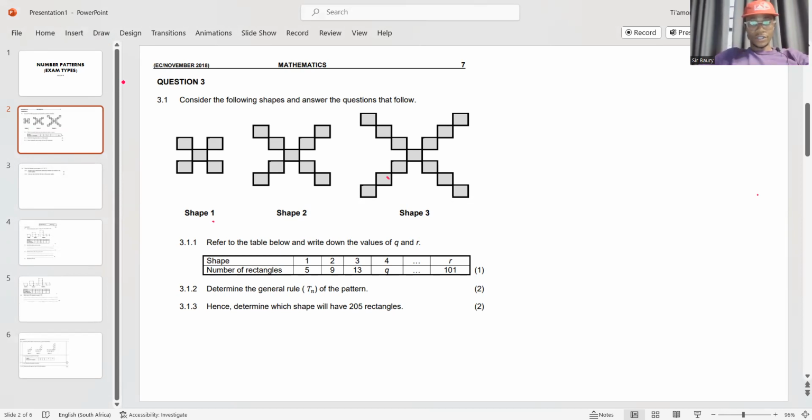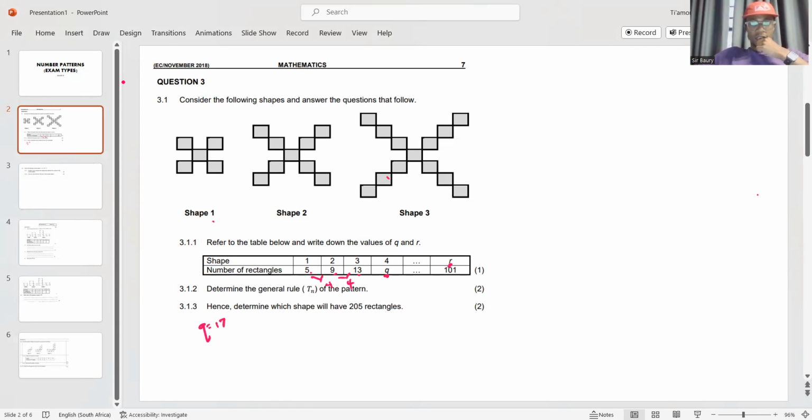The first question is to write down the values of Q, which is here, and then R here. We have a difference of 4. So for 5, I add 4 to get 9. Add 4 to get 13. Q is going to be equal to 17 because it's 13 plus 4, right?